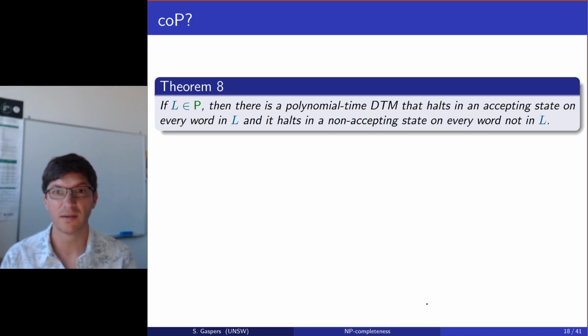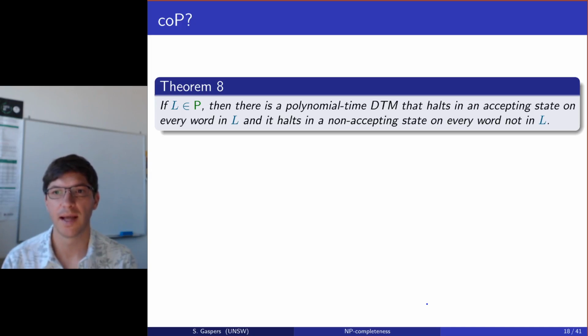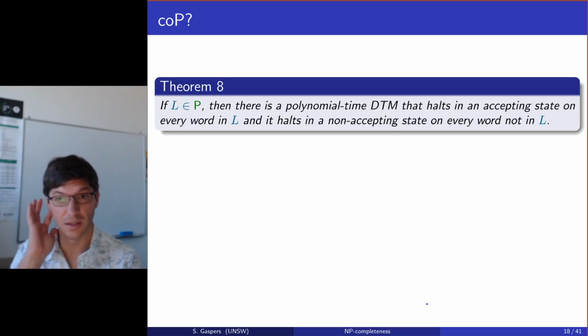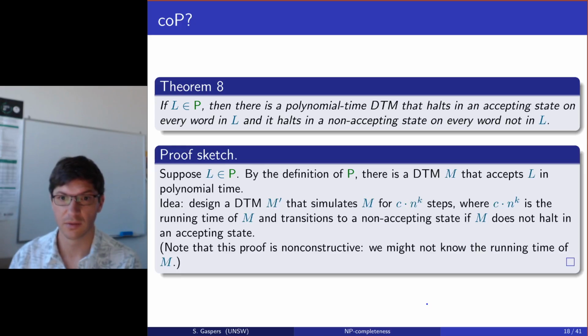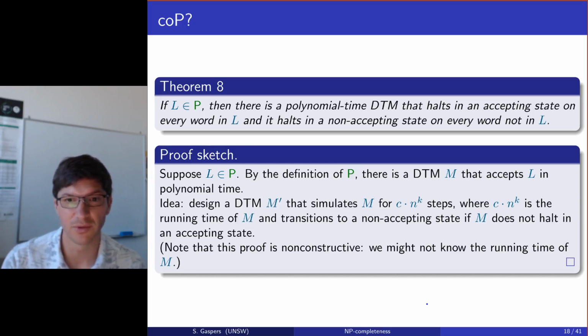Okay, so now would it make sense to talk about co-P? Well, actually not. So if we have a language in P, then we know that there exists a polynomial time deterministic Turing machine that halts in an accepting state on every word in the language, and it halts in a non-accepting state on every word that's not in the language. So basically, co-P is equal to P. So it doesn't really make sense to talk about co-P. So in terms of NP and co-NP, these are actually different. Assuming that P is not equal to NP, of course.